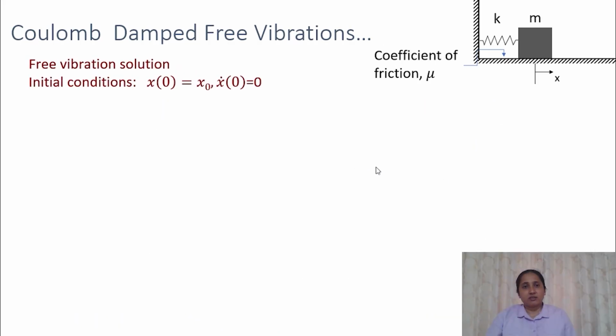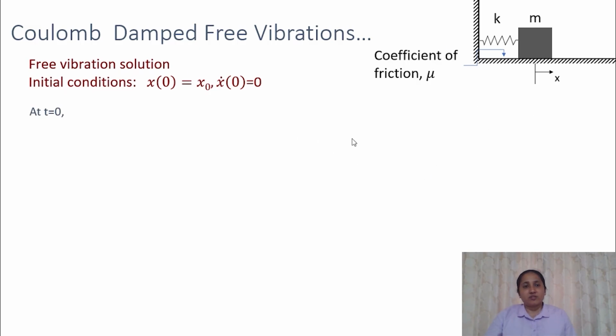Now let's see the solution of this free vibration response of a Coulomb damped system. We will assume initial conditions. The initial displacement is equal to x naught, and we assume that the initial velocity is equal to 0. Using these initial conditions, we will solve the equations of motion for this system.